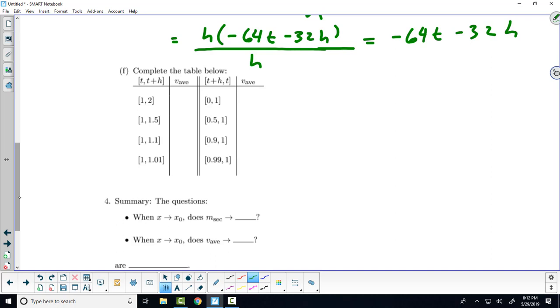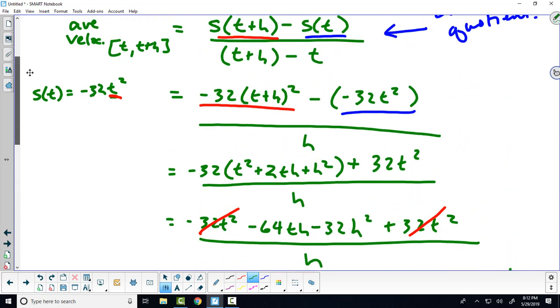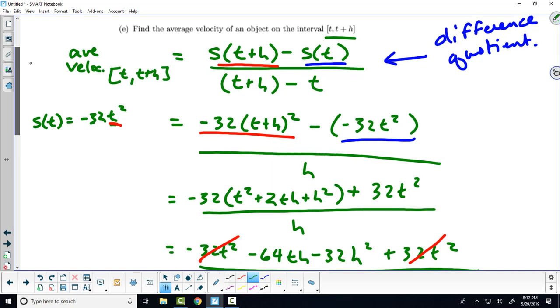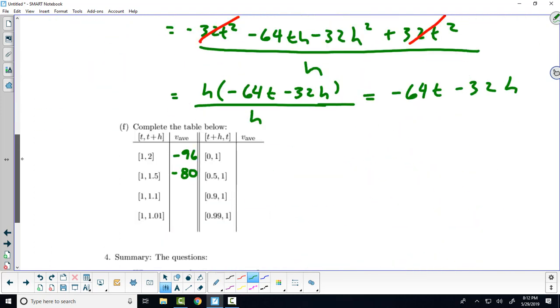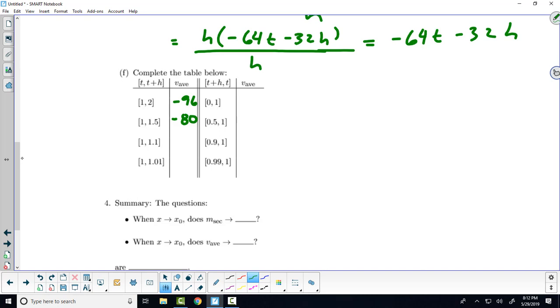All right. Let's start filling in this chart now. We already did the first two, right? We found the average velocity between 1 and 2 seconds. We did that on the previous page. I think we found it to be negative 96, correct? Okay. Then we didn't do the second one as a class, but I think I told you the answer was negative 80. But let's now see if we can use this formula for the average velocity that we obtained by doing the difference quotient. Let's use this formula to help us determine the remaining values here.